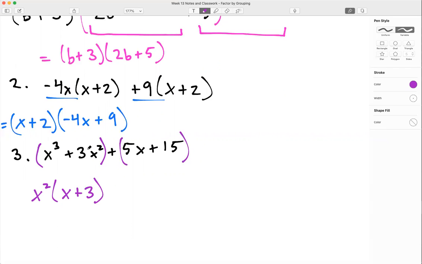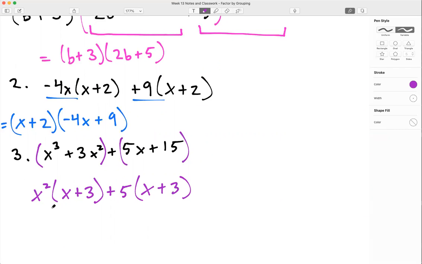Okay, so we GCF factored this one. Now let's GCF factor this one. Biggest thing I can pull out from both of these terms is a 5. So I'm going to pull out a 5. And that means the 5 goes away here, and we're just left with an x. And then the 15 gets divided by 5 and becomes a 3.